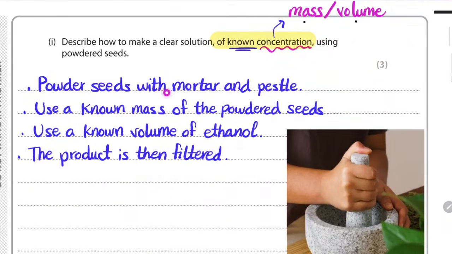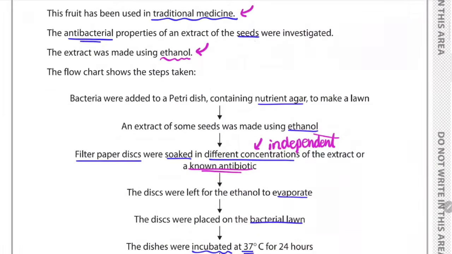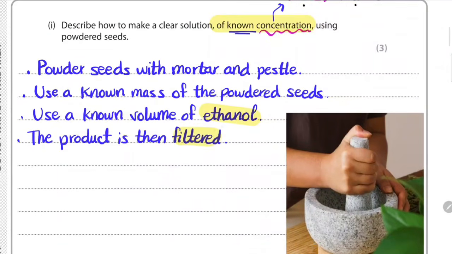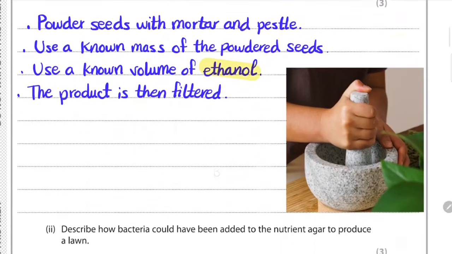So in the question, I'm firstly going to mention how we're going to crush the seed. So powder the seeds with mortar and pestle. These are the mortar and pestle. Then use a known mass of the powdered seeds and a known volume of ethanol. Take care that we used ethanol here. Water was rejected in the marking scheme, and this is why the question clearly clarified that we are using ethanol. Okay? The product is then filtered using filter paper. Normally, we filtered the extract we got.